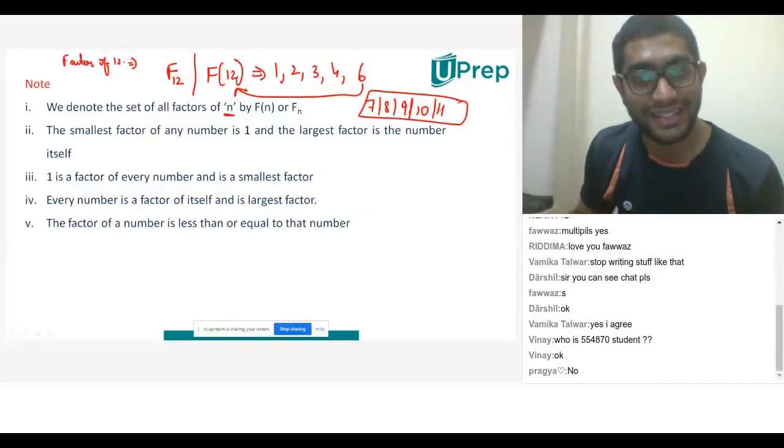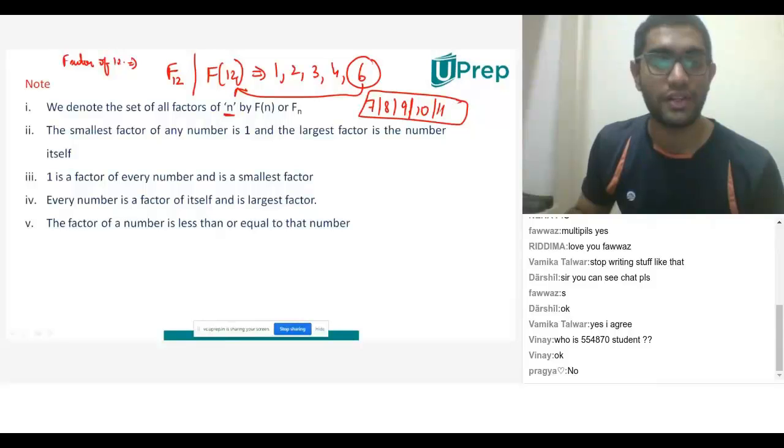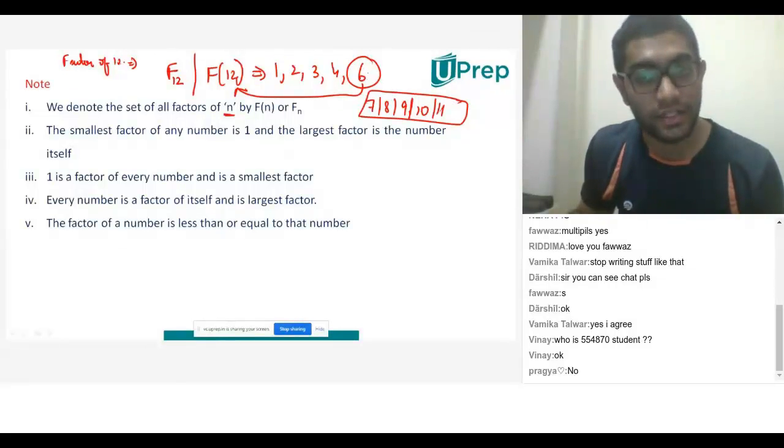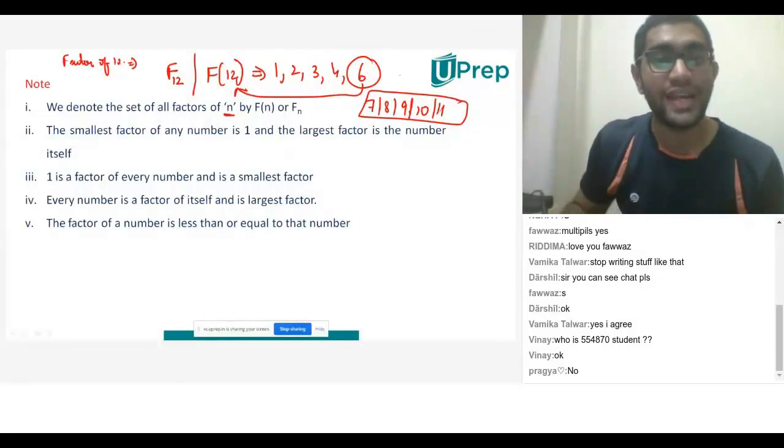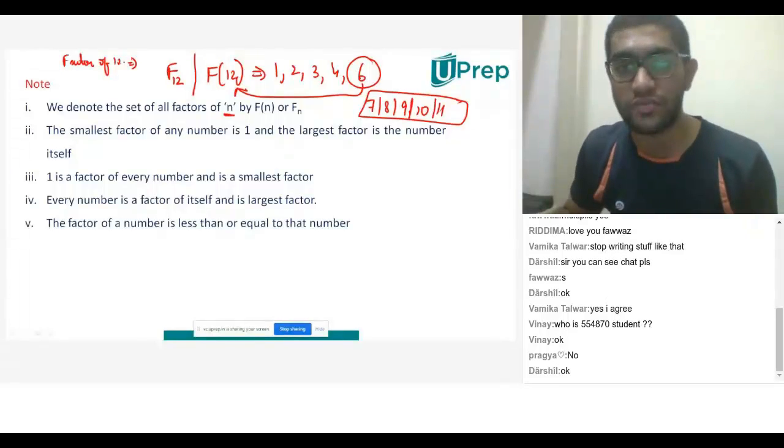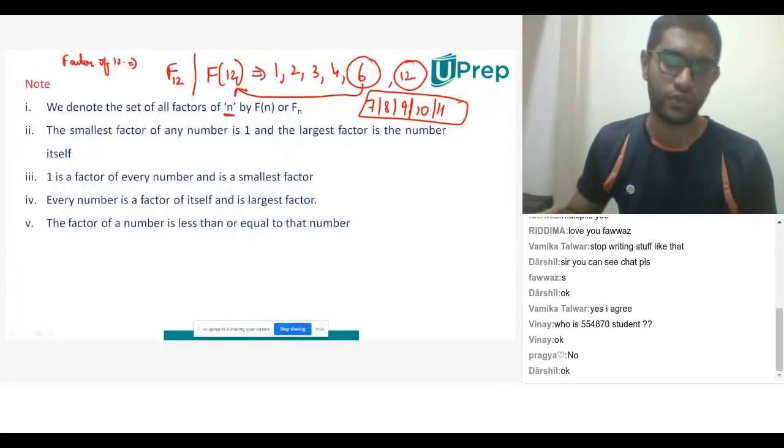The number that is exactly half, yes, that number is a factor. Any number greater than that cannot be a factor except for the number itself. What is the last factor? 12. 12 is a factor of 12. Correct?